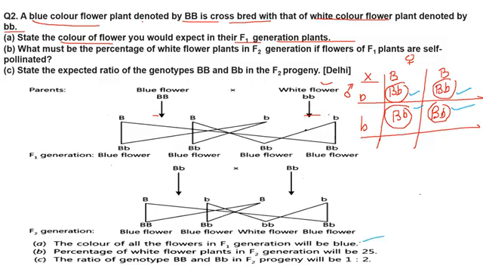And what must be the percentage of white flower plants in the F2 generation if the flowers of the F1 generation are self-pollinated? So you have to take two gametes. I'll take this gamete, and then I will self-pollinate them. So my gamete is capital B, small b. I have taken one from the female, and capital B, small b, one from the male, right? And I crossed them.